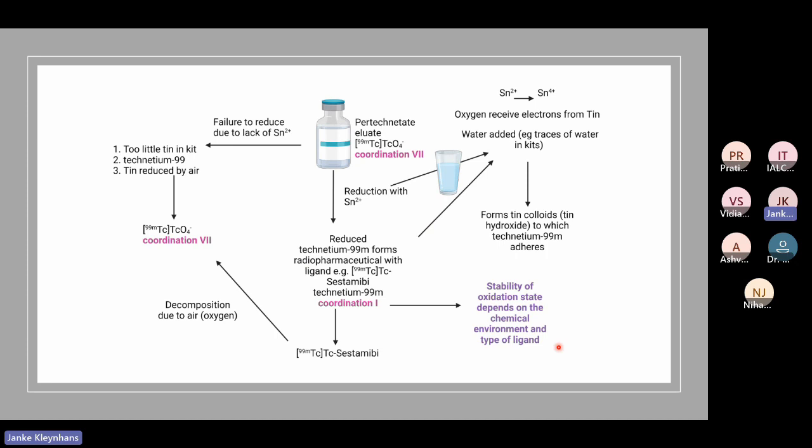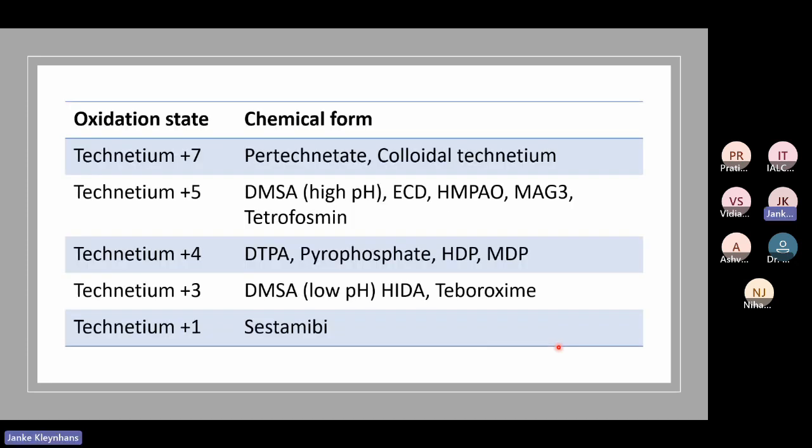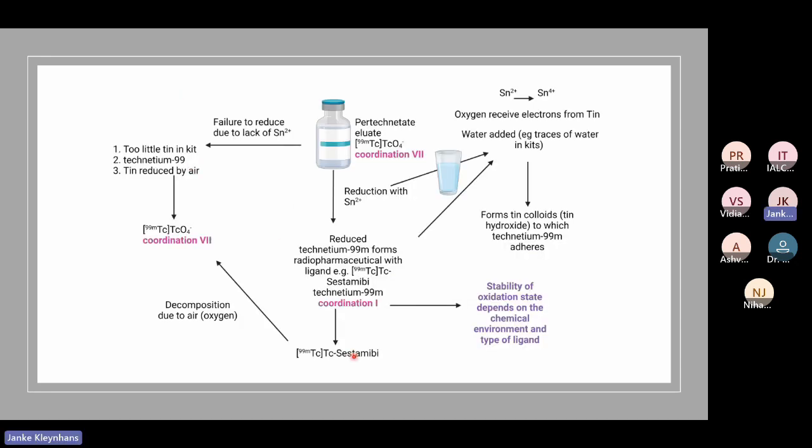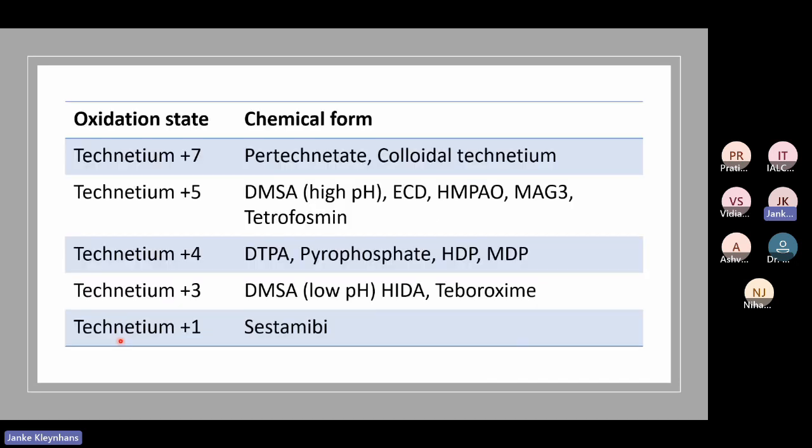So the really stable forms are technetium plus 7, as we discussed, as well as technetium plus 4. So technetium plus 4 is also another state that technetium likes to take on really relatively easily compared to the others. So by preference, plus 7 and then plus 4 and then the rest comes.